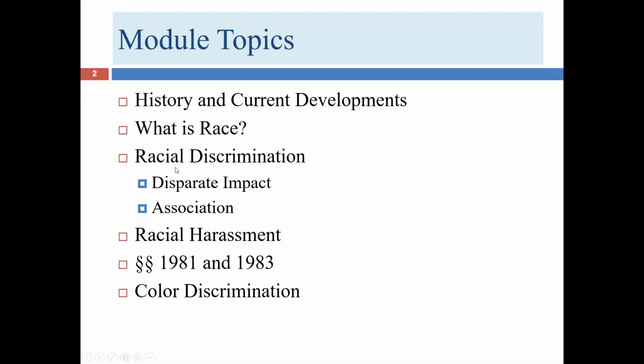Then also talk, of course, it's mainly a disparate treatment category, but we'll also talk a little bit about disparate impact and associational discrimination. In another lecture, we'll talk about racial harassment. We'll do a deeper dive into sections 1981 and 1983, and we'll end with a discussion of color discrimination.